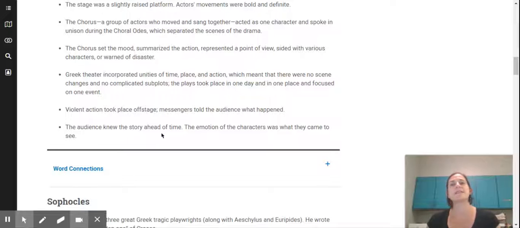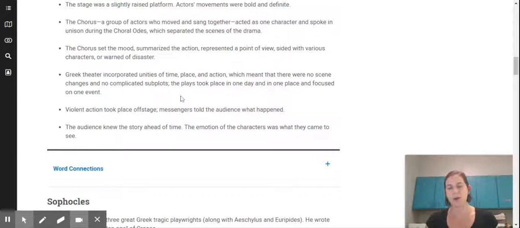Or even if it's a new version of something, you might know the story of Cinderella, but you're interested to see how does this director make the story come to life? What is it that they're going to focus on? Are there things that they're going to change or play up? And so that's why people went to experience the story again, even though they already knew what the end was going to be.